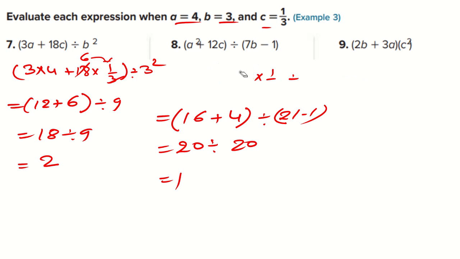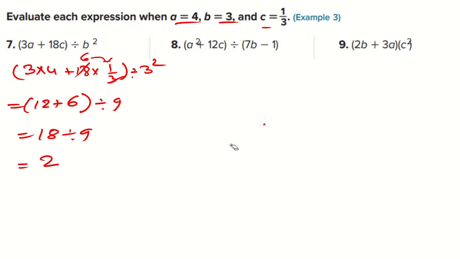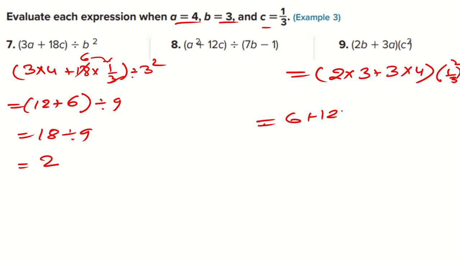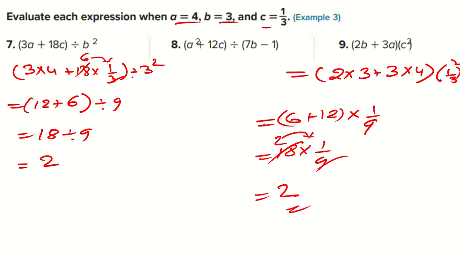Now let's do this last question. Number 9. This is 2b plus 3a. So 2 times 3 plus 3 times 4 multiply c square means 1 over 3 square. This is 2 times 3, 6, plus 3 times 4, 12, multiply by 1 over 9. So this is 12 plus 6, 18 times 1 over 9. 18 divided by 9 is 2. 2 multiply 1 is 2. This is the answer. Okay.